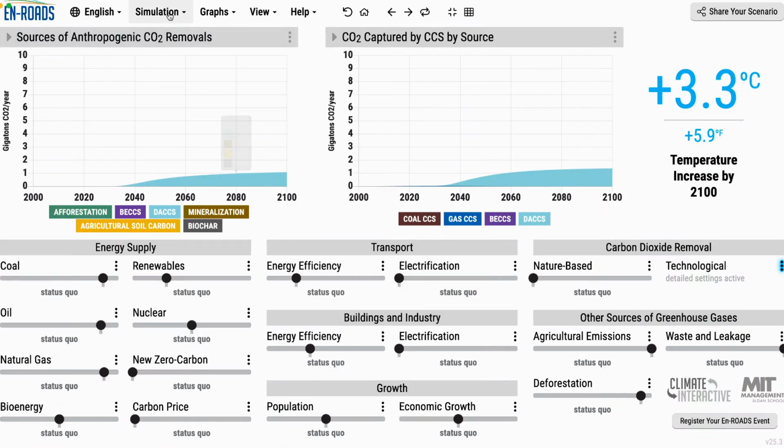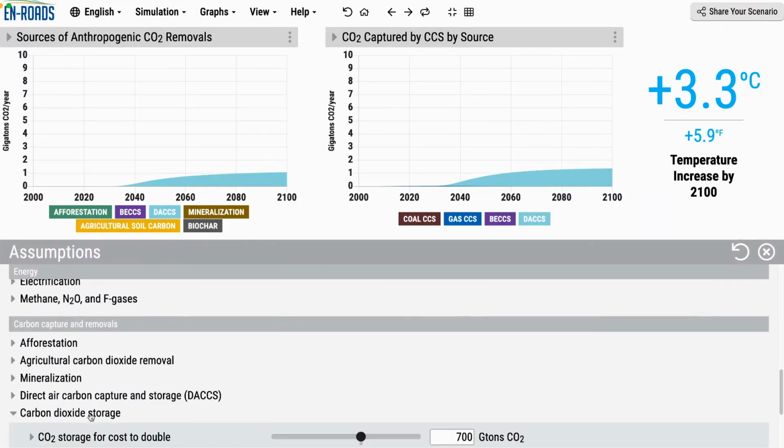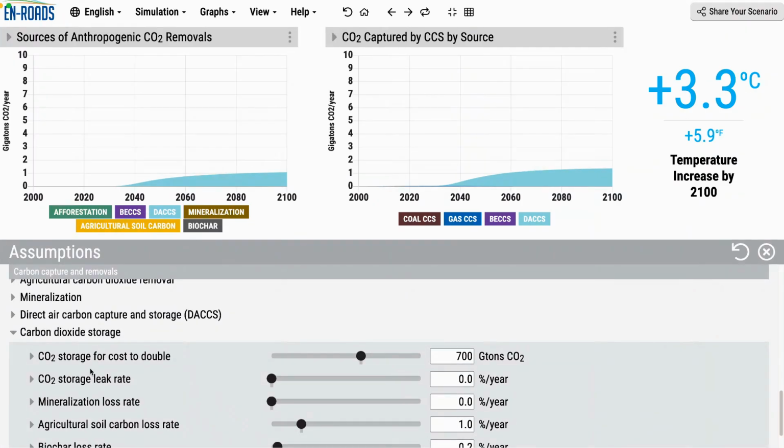This is also affected by another assumption in the model. If you go under carbon dioxide storage, CO2 storage leak rate, we don't know how much leakage there could be from those saline aquifers and other storage. So if it's higher, watch as the benefit gets reduced. If it's as high as 3% a year, then we don't get as much permanent storage. But our base assumption, default assumption, is that it's 0.